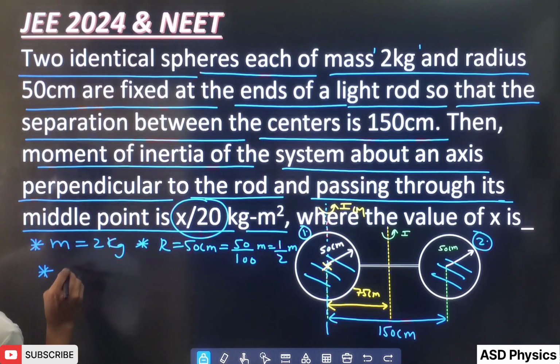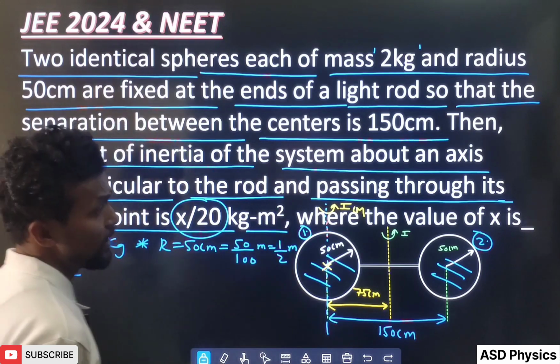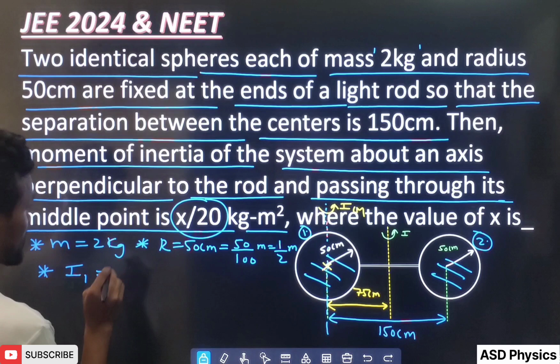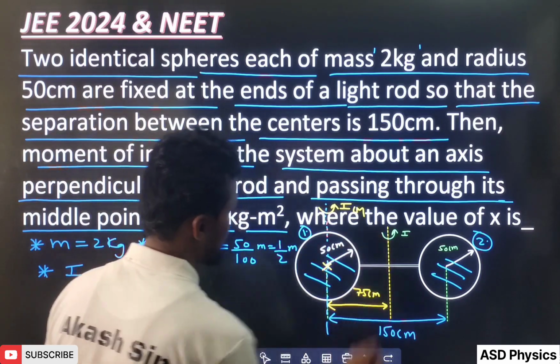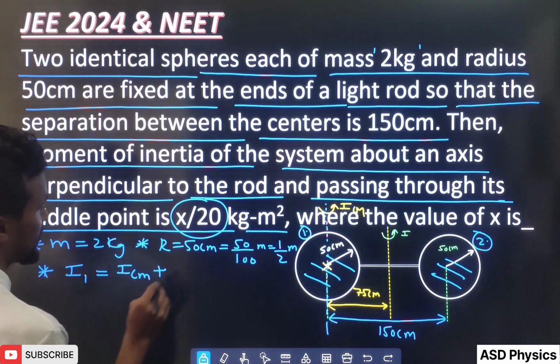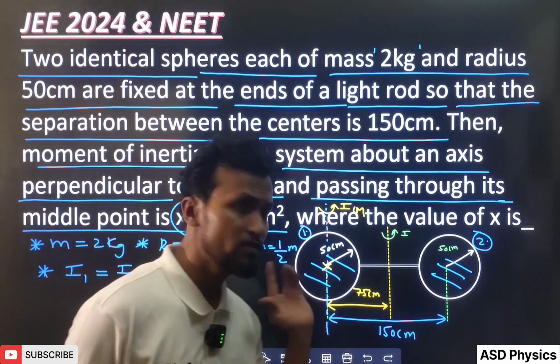So students, the moment of inertia of the first body about this axis, we can write as I1. What will this become? I am applying the parallel axis theorem: ICM plus m into d square. What is d? d is the distance between the two axes.